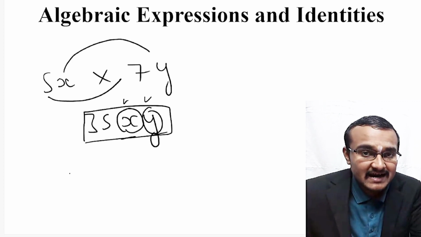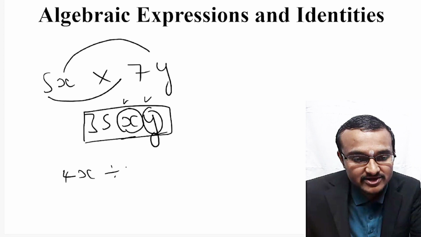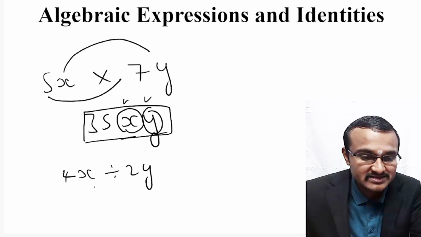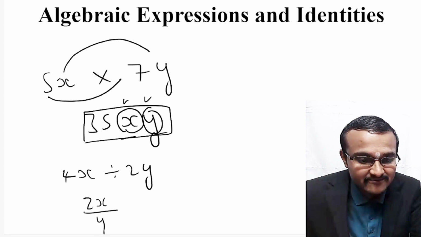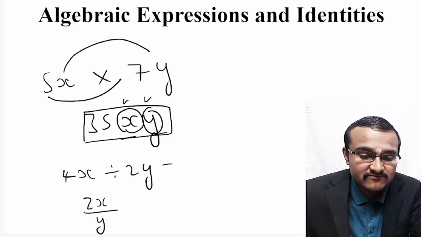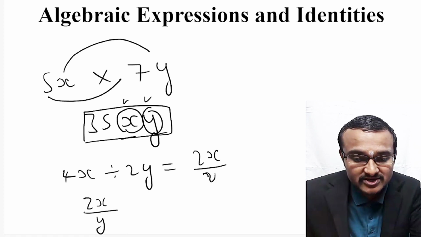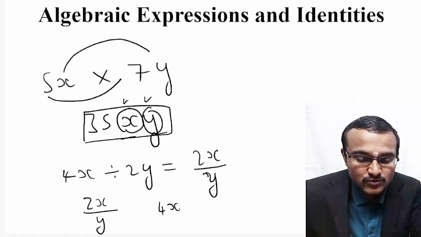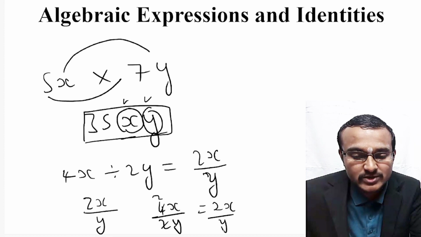Similarly, if I give another algebraic expression like 4x divided by 2y, you can easily divide the numbers, and this will be 4 divided by 2. 4 divided by 2 will be 2. So the answer for 4x divided by 2y is 4x by 2y, which is 2x by y. x and y will remain as they are. So it will be 2x by y.